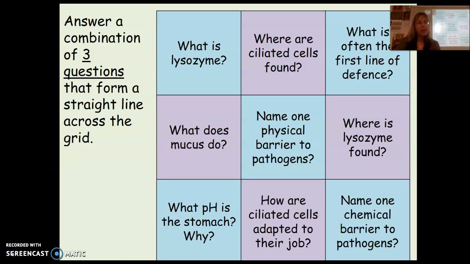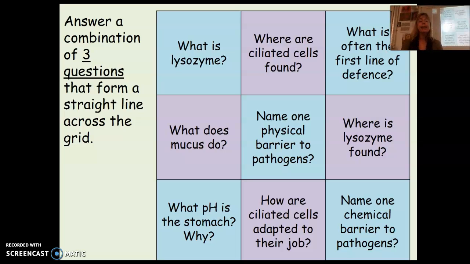Okay, so depending on what the questions you answered, let's just see if you've got the right idea. So what is a lysozyme? A lysozyme is a chemical that's produced by our tears, by our skin, and it is able to kill any pathogens. It's an enzyme that breaks down the walls of bacteria, for example. Okay, sorry, I made a mistake there. It's found in the tears, the saliva, and the mucus.